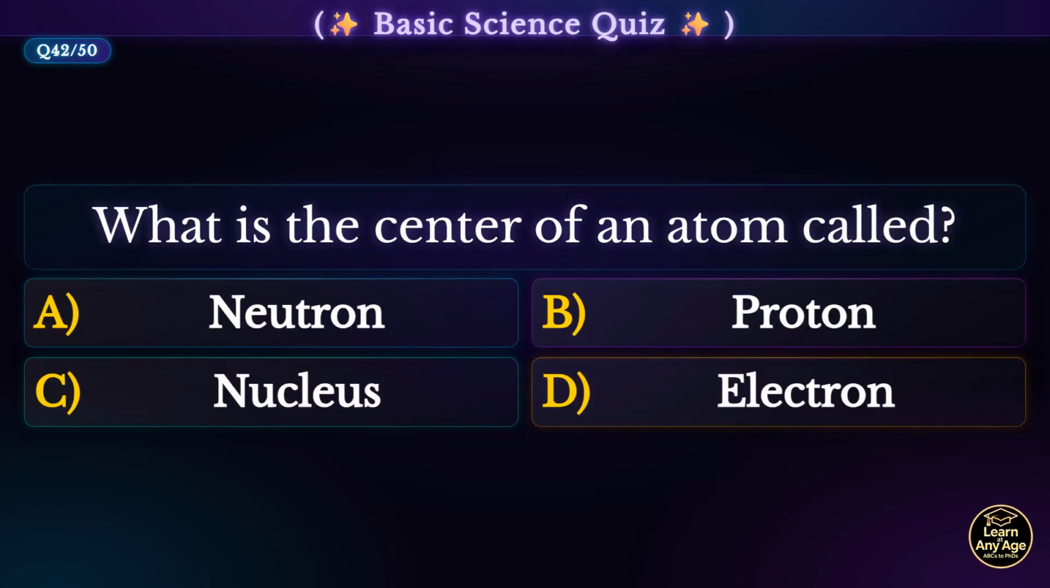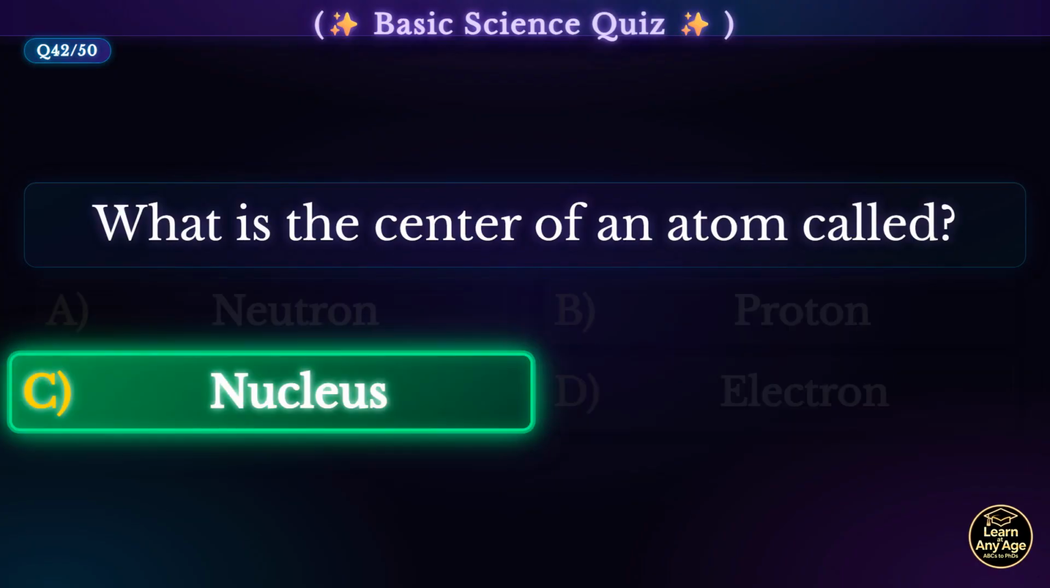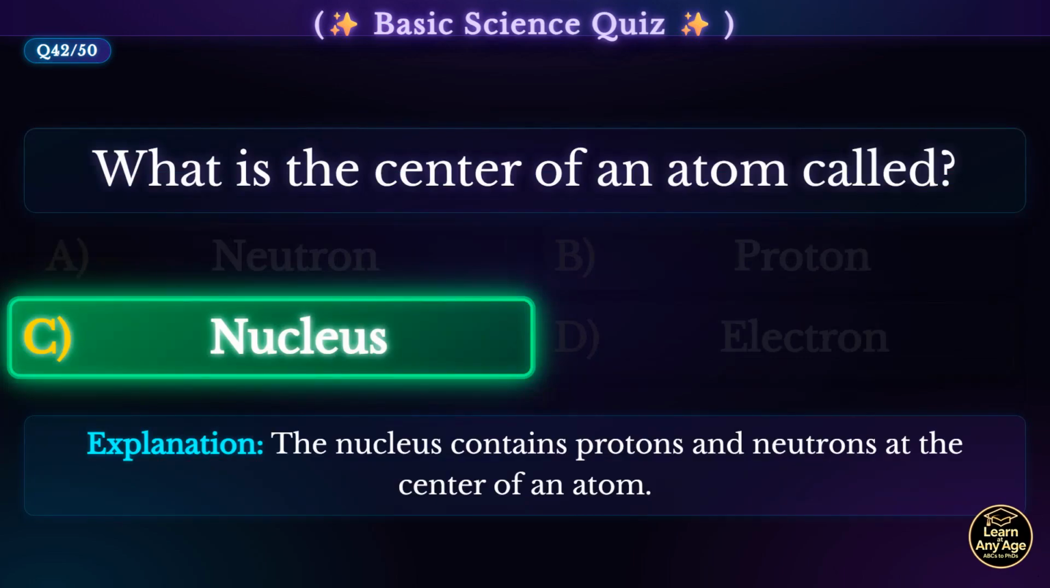What is the center of an atom called? Neutron, proton, nucleus, electron. Nucleus. The nucleus contains protons and neutrons at the center of an atom.